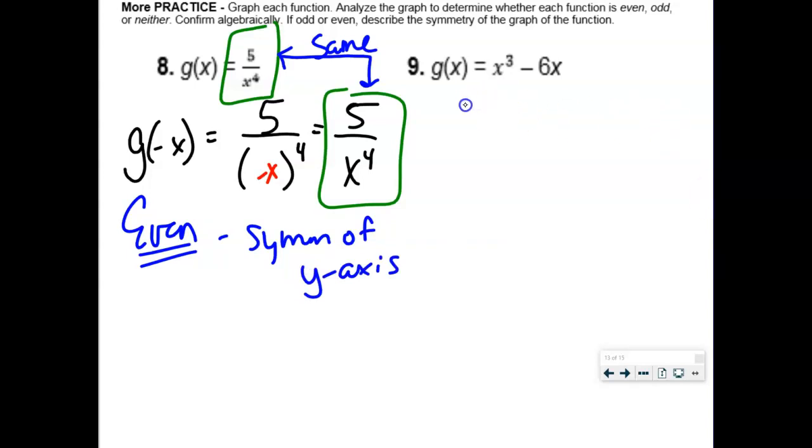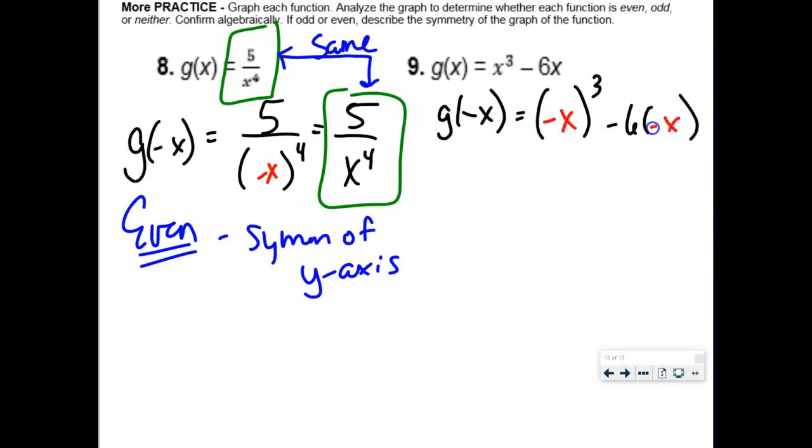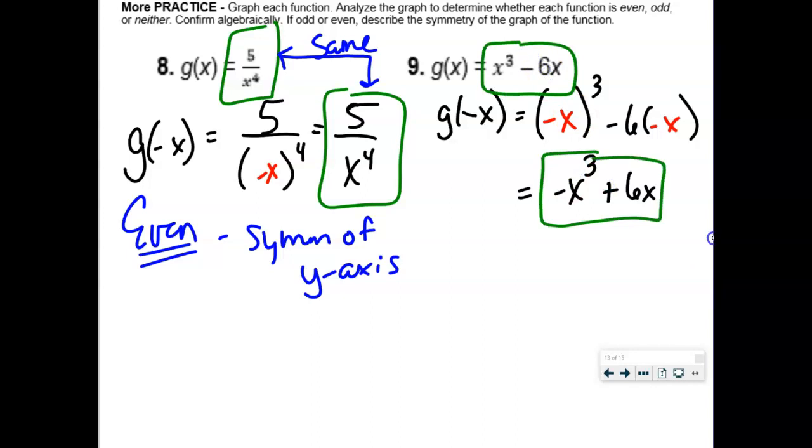All right, one more here for algebra. We're going to test it by plugging in negative x. All right, watch your signs, though. This first one, negative x to the 3rd power, is going to create a negative x to the 3rd. And then negative 6 times negative x will create a positive 6x. And when you compare the original to this new guy, what do you notice? They are opposites, which means this is, I should say, odd.